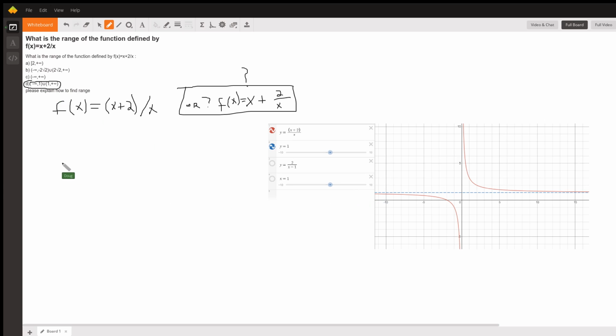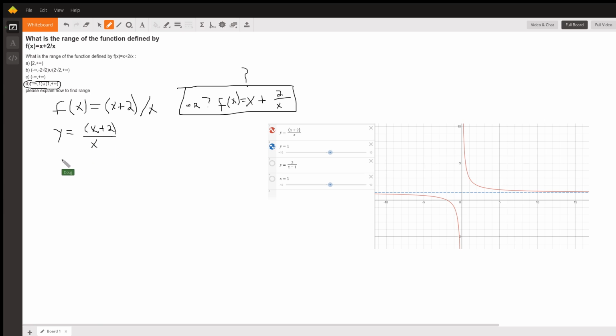Well, one way to do it is to realize that the domain or the range of this function is the domain of the inverse. So find the inverse of f of x, we might be able to look at the domain of the inverse function and say, hey, I can't ever get this answer. So how do we find the inverse function?